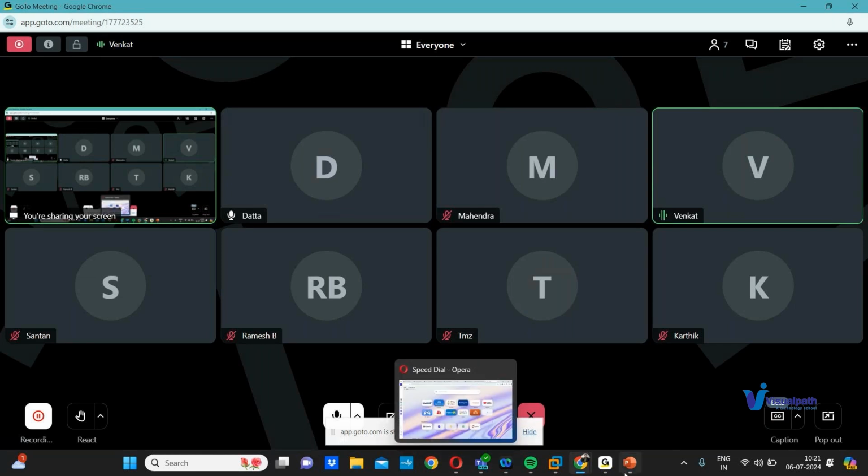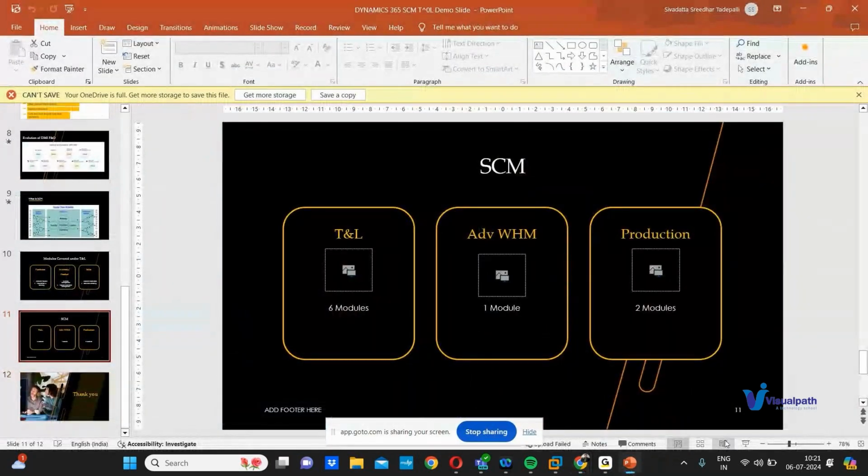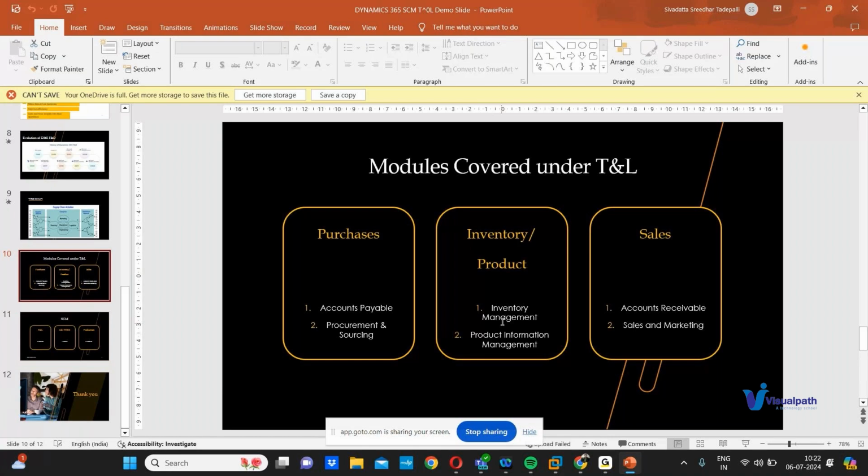No. To give you some more clarity, we have 3 areas under SCM: trade and logistics, advanced warehouse management, and production. Trade and logistics contains 6 modules. For advanced warehouse management we have 1 module, and for production we have 2 modules. We are going to cover trade and logistics, with topics like purchase management, sales management, inventory management, and product management. Advanced warehouse management is altogether a separate course for advanced learners. So our class is for trade and logistics.